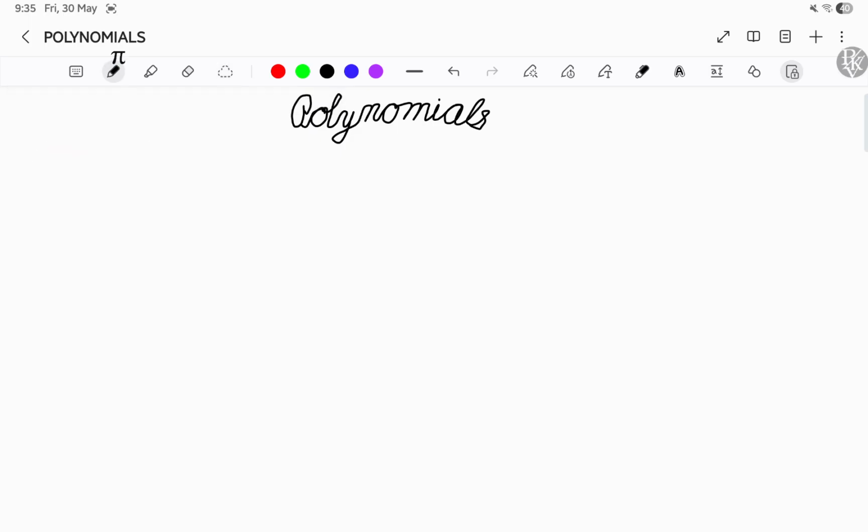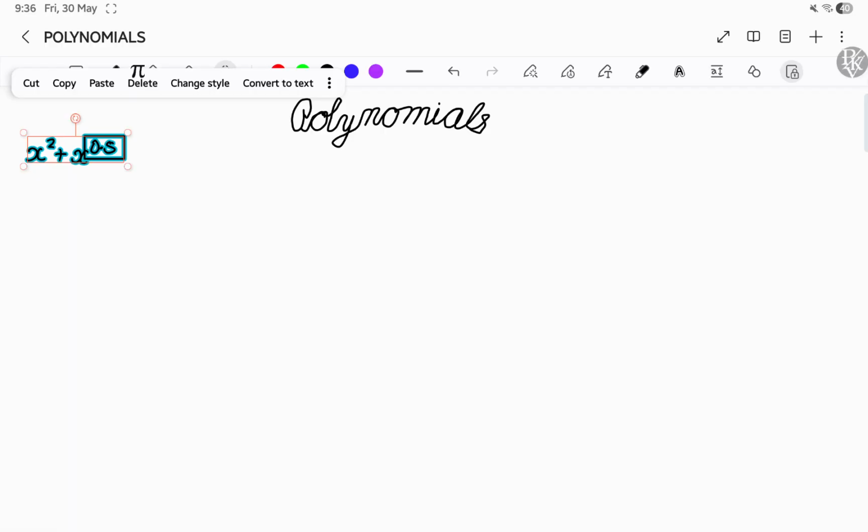So, on this same thing, a few questions may be asked. You will be asked, is x square plus x raised to 0.5 a polynomial? It is not, because this is not a non-negative integer. This is not a polynomial. 0.5 is not a non-negative integer.